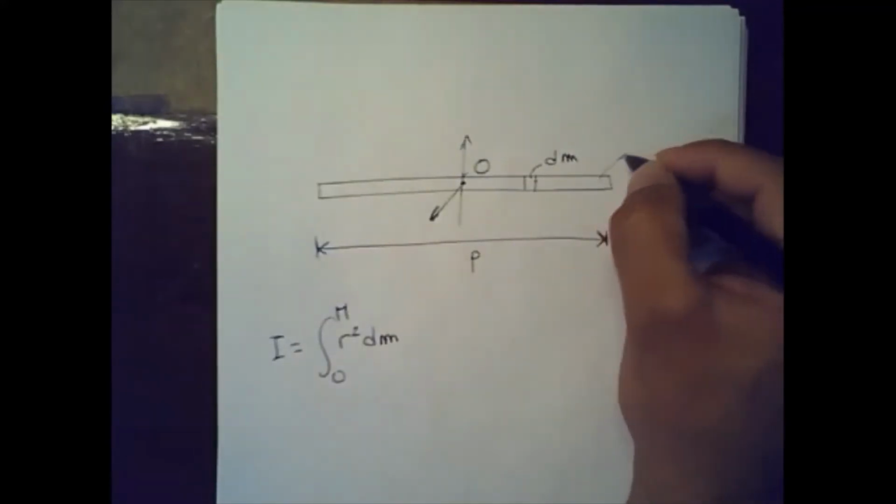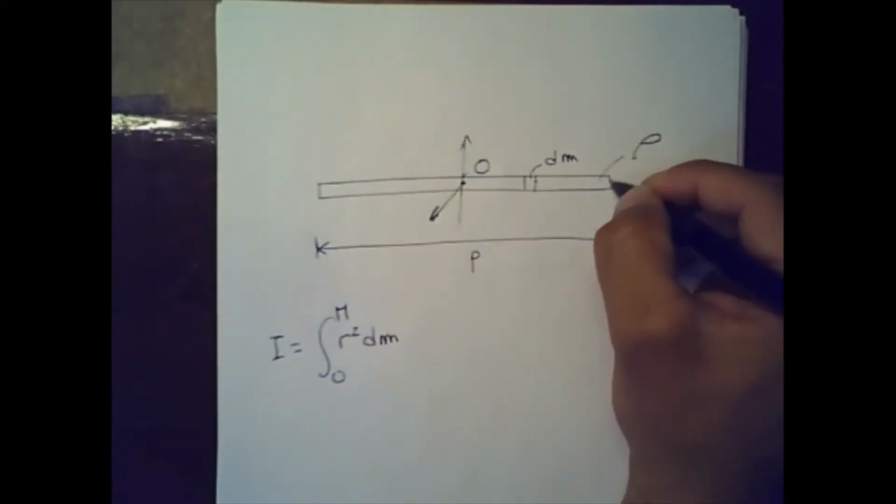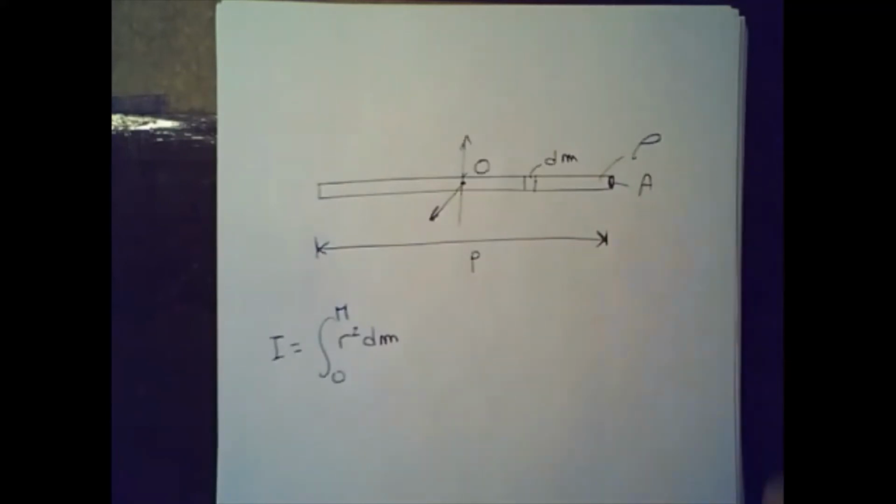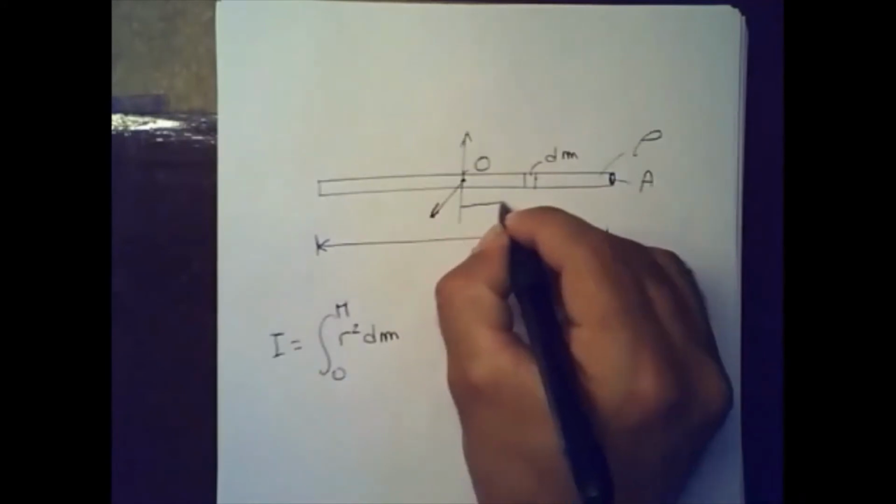Well, obviously you need to know, let's say the density here is rho, and the cross section of this guy is A. So this distance right there is r.